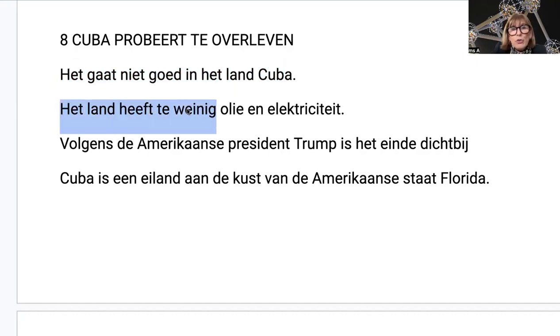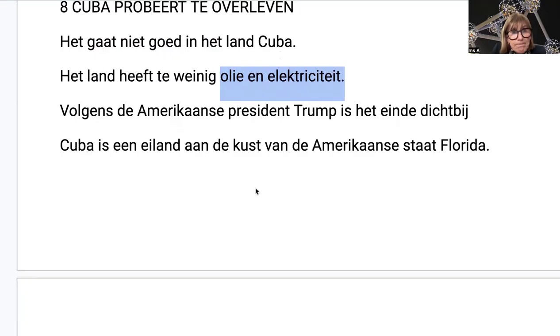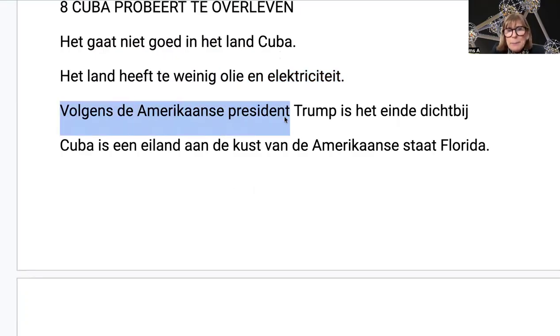Het land heeft te weinig olie en elektriciteit. So the country has too little oil and electricity. Volgens de Amerikaanse president Trump is het einde dichtbij. So, according to the American President Trump, het einde, the end, is dichtbij, close. It's almost the end, it's close. Close by, that's what it means, dichtbij.